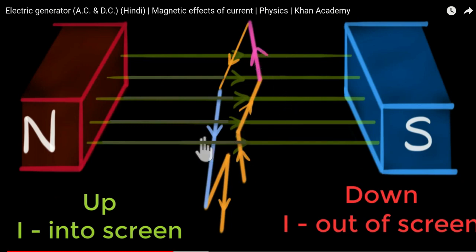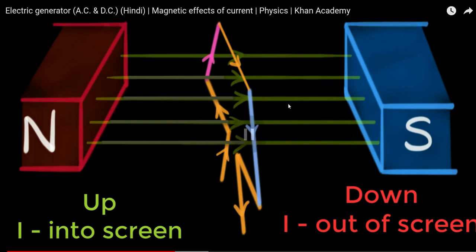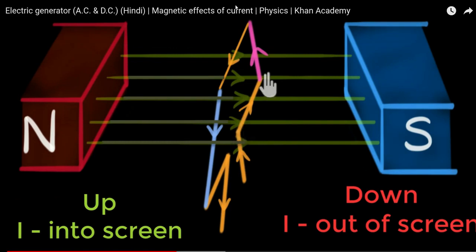But now what will happen is the current direction will change. Why? We already know that when the blue line was near the south pole, the current was out of the screen. Now, with the rotation happening, when the pink line is near the south pole, the force is downwards, which means the current will be out of the screen. That means the direction of the current changes.